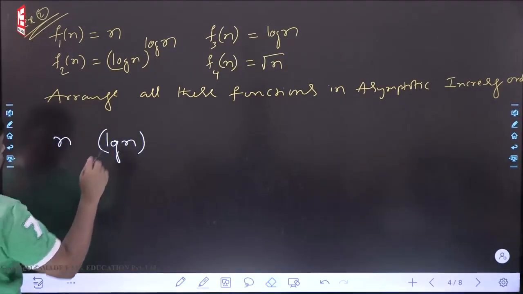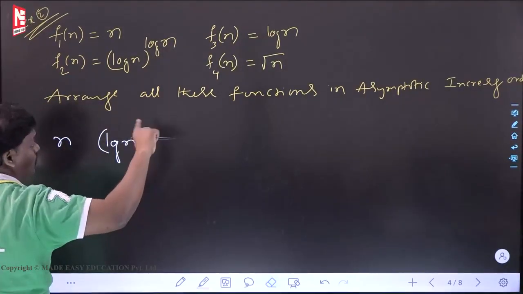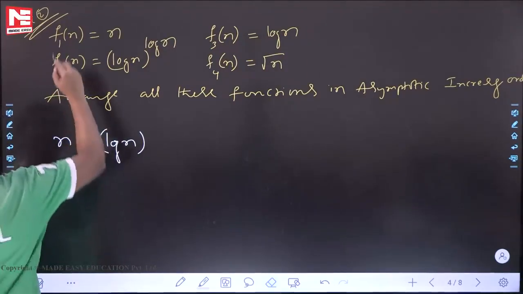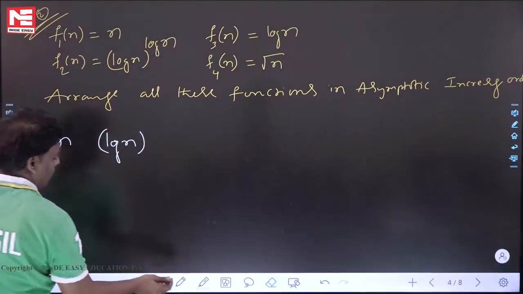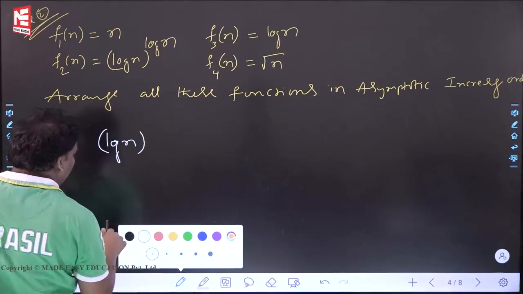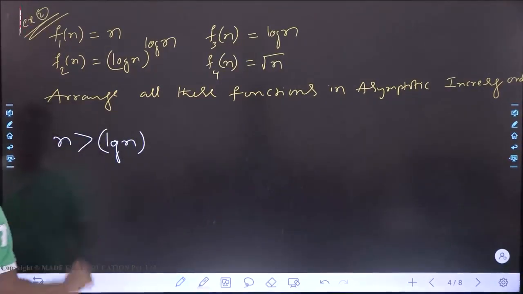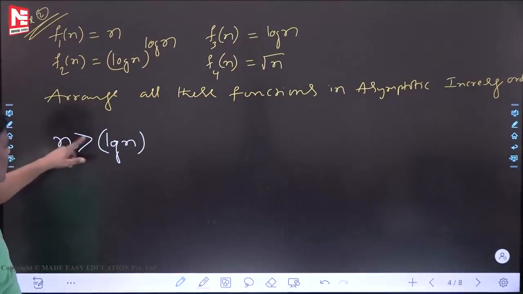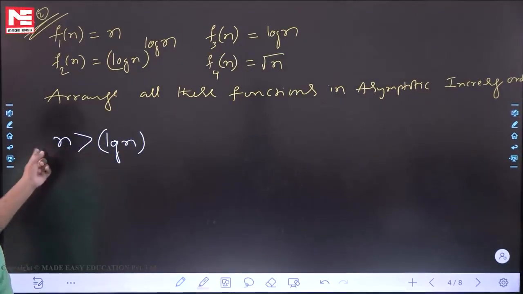It is a nice problem. I have to keep all of them in asymptotic increasing order. I will do it now. F1 and F2 I am comparing. Can you say n and log n, who is bigger? Everyone now. N is bigger. N is going to be linear. Log n is going to be logarithmic. N and log n, who is bigger? N is bigger. That's okay. Next one.